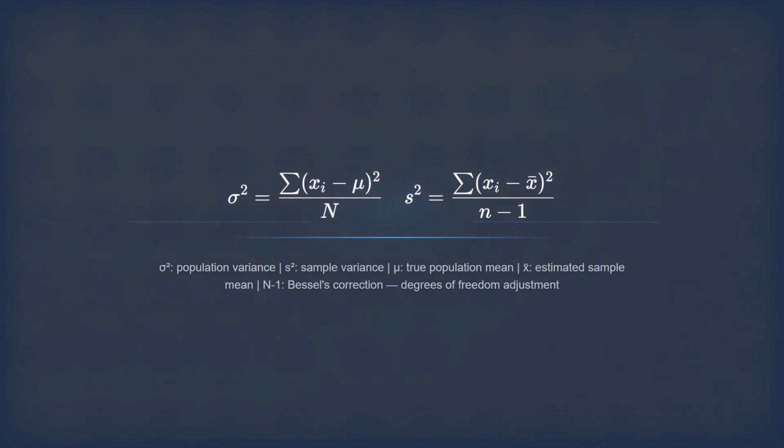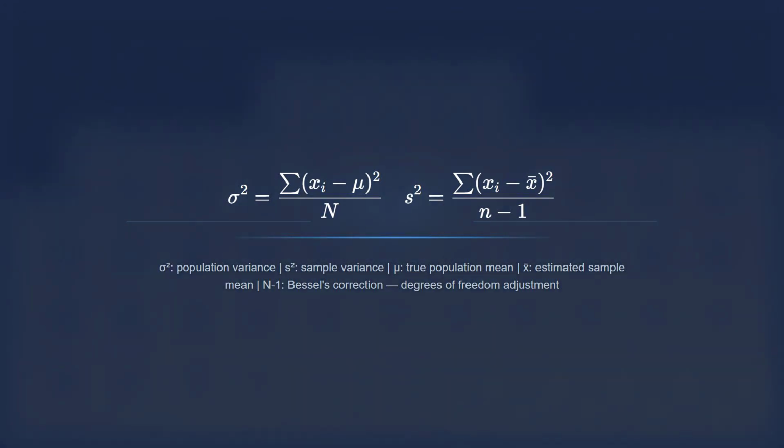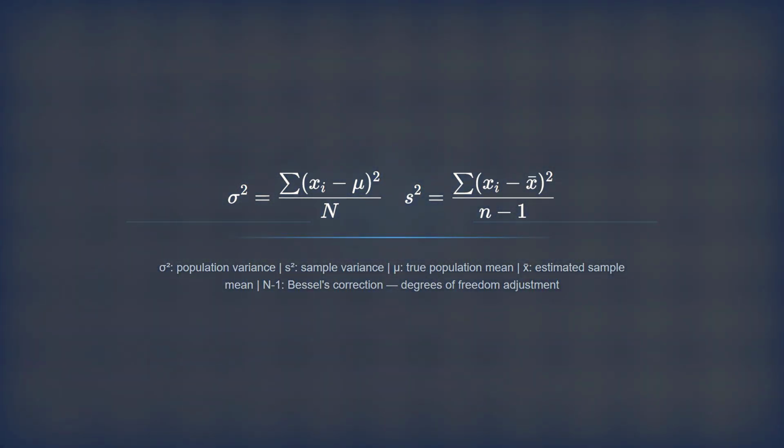The exam signal. The word sample in the question stem means n-1. The words population or all mean n. Read the stem first. Every time.